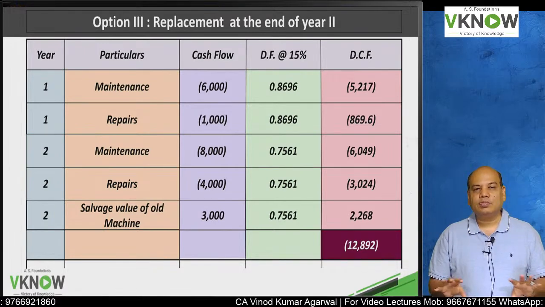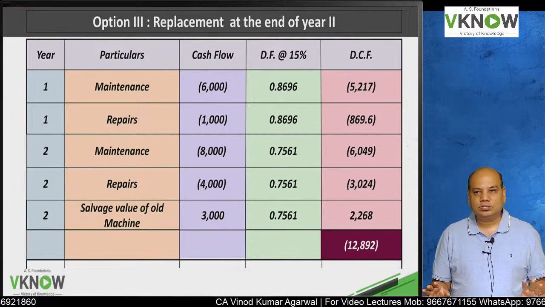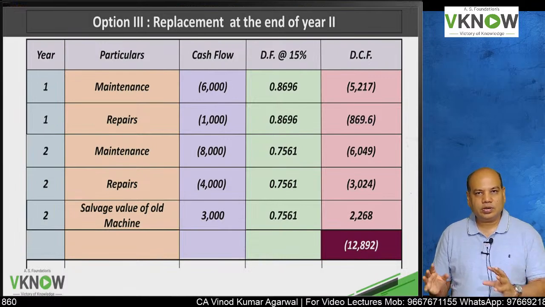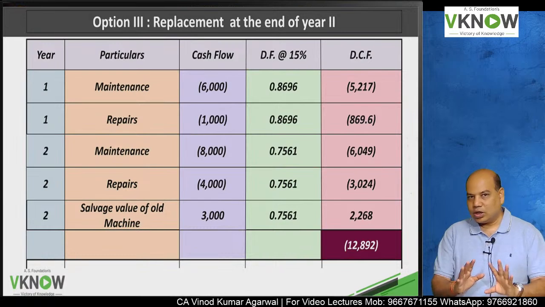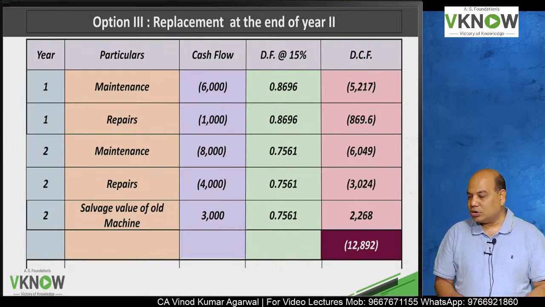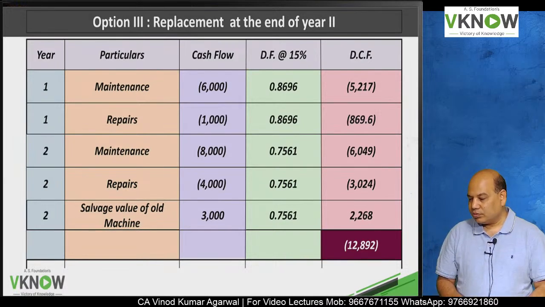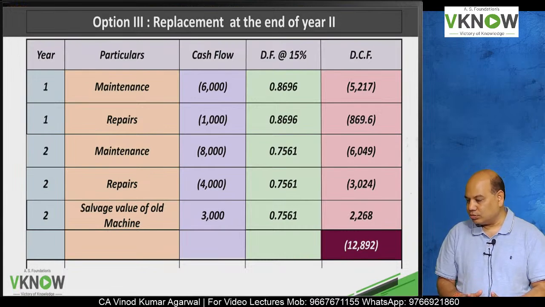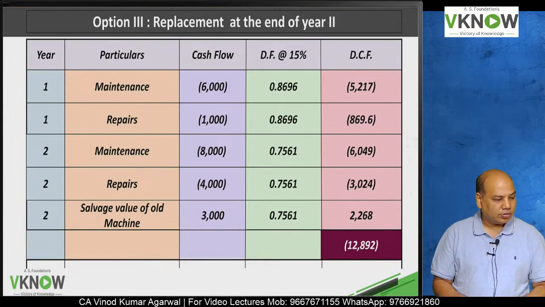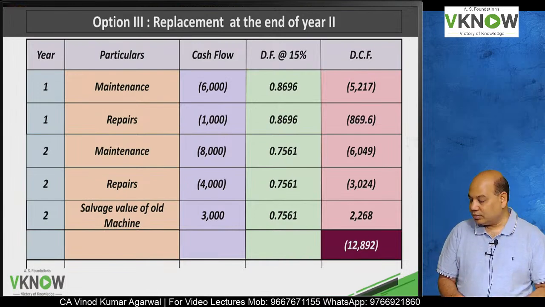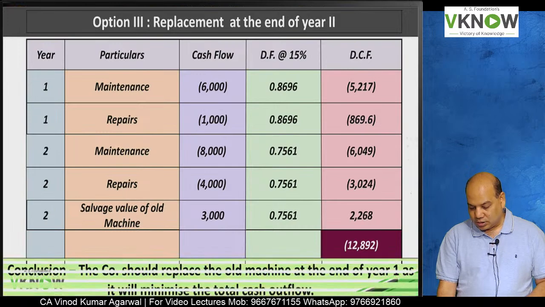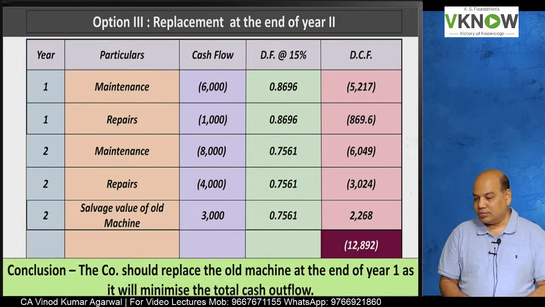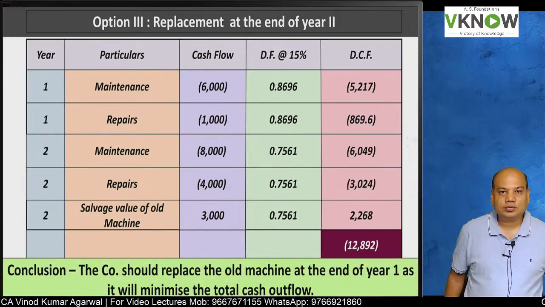Now we have got 3 answers: year 0, year 1, year 2. So can you just compare and tell me which is the lowest outflow? Which is the lowest, 0, 1 or 2? You have all the 3 numbers with you. You can compare. So the answer is 1. Very good.